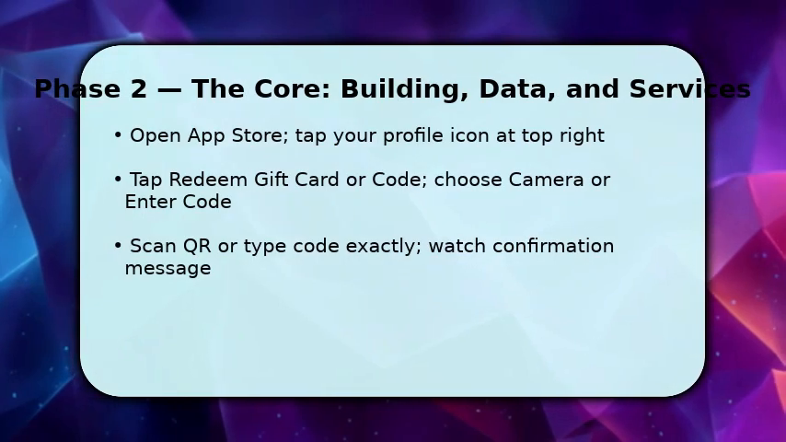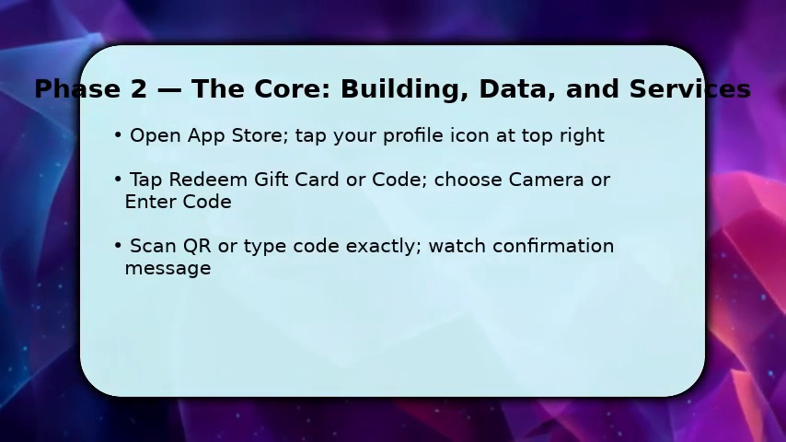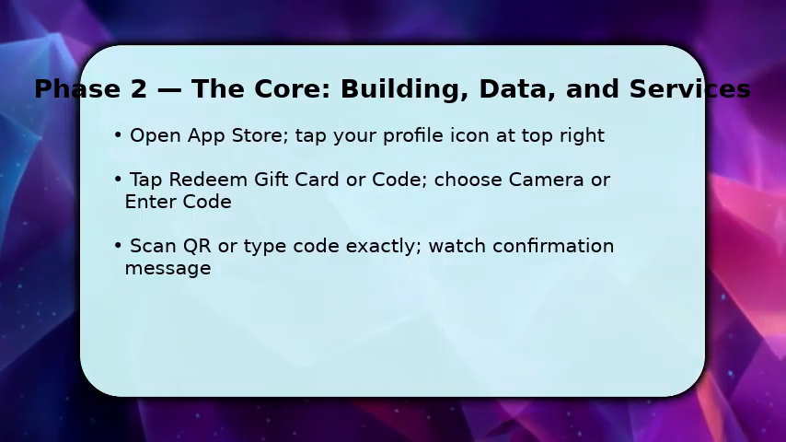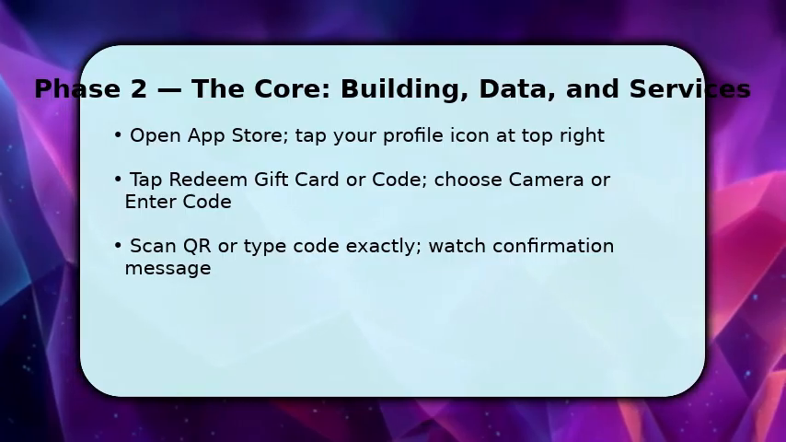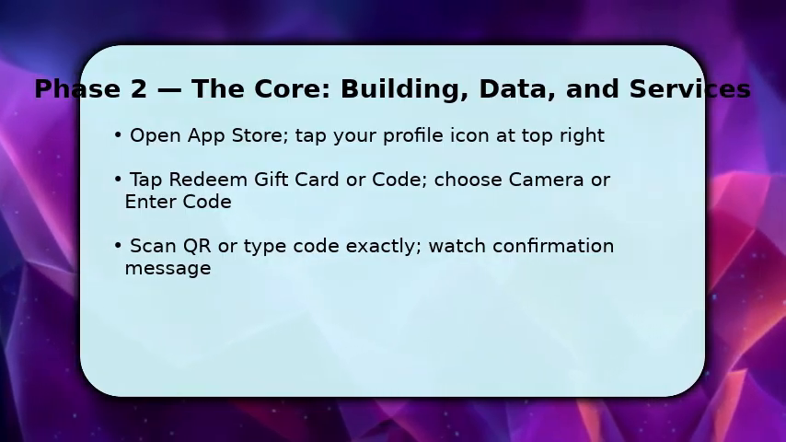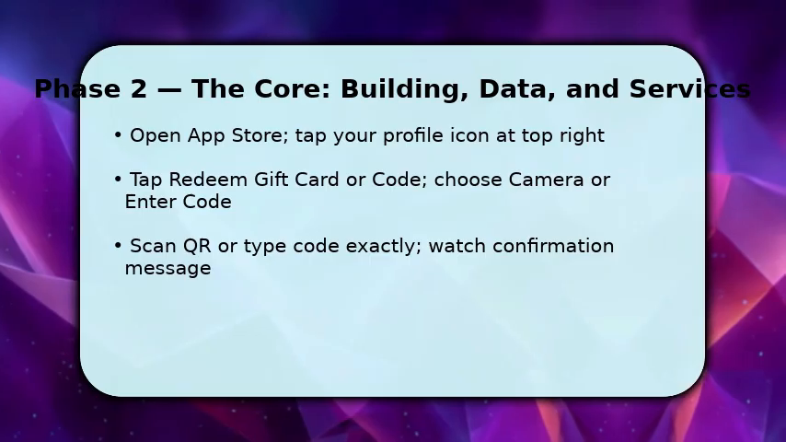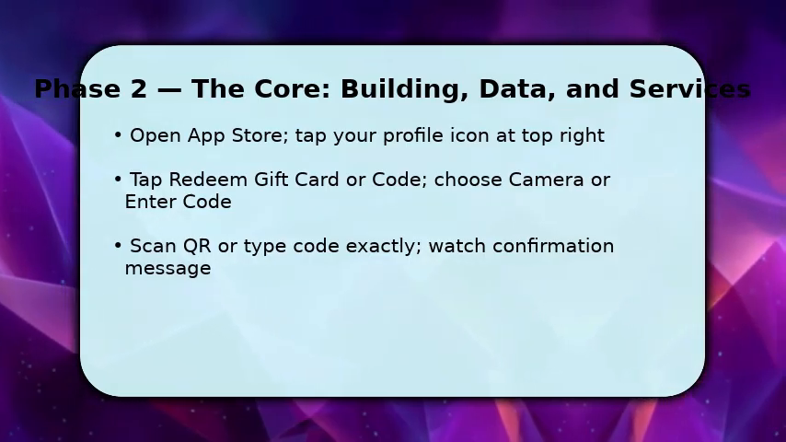You then open the App Store and tap your profile icon at the top right. This is where redeeming lives. Tap Redeem Gift Card or Code and choose Camera to scan or enter code to type it manually. When scanning, align the QR in the frame. When typing, include hyphens if shown.